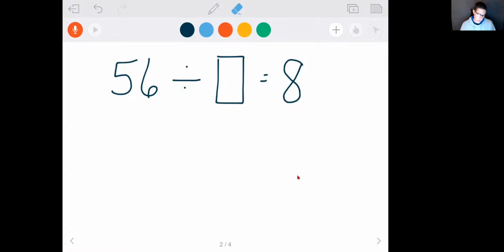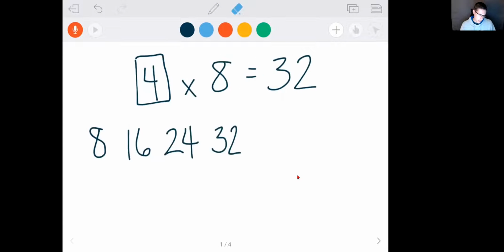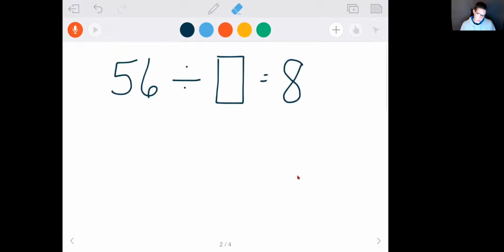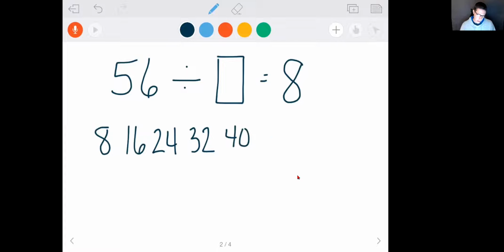If you know what goes in 8 times blank, that will fill in our unknown also. But let's go back to our skip counting. We already knew the first 4: 8, 16, 24, 32. Now we're not up to our 56 yet, so we need to keep going. 40, 48, and then 56. How many 8s did it take? 1, 2, 3, 4, 5, 6, 7. It took 7 8s to make 56. So 56 divided by 7 equals 8.